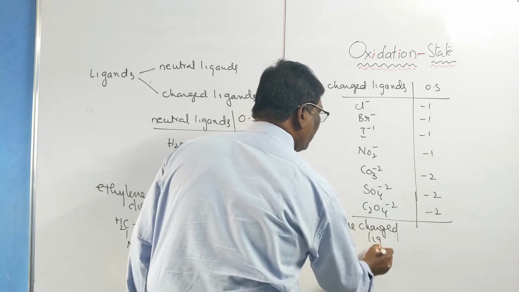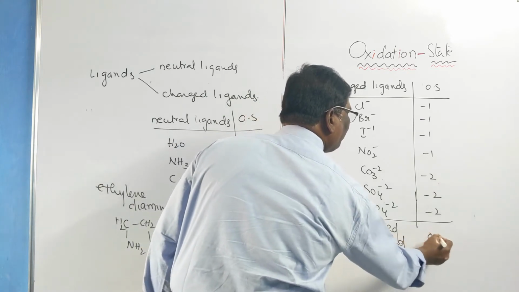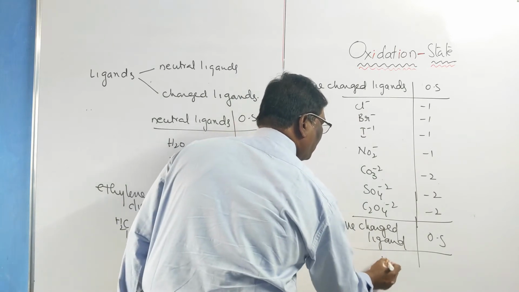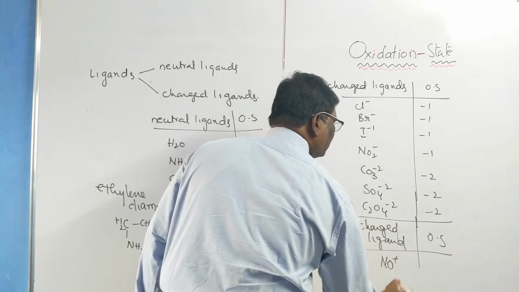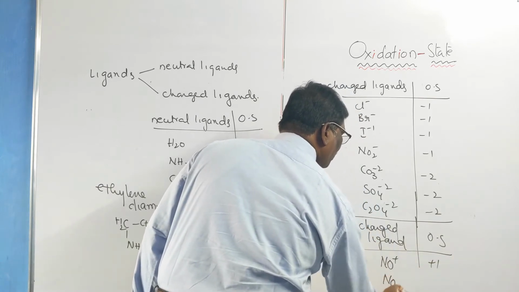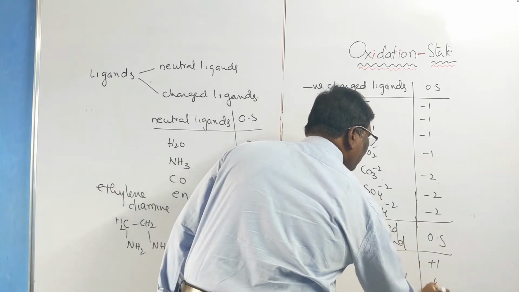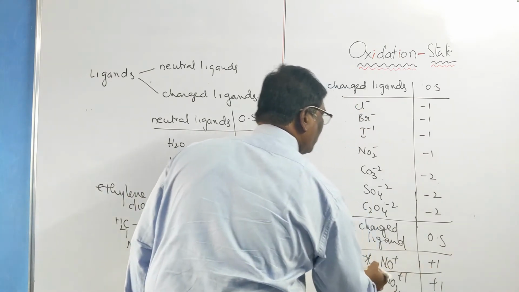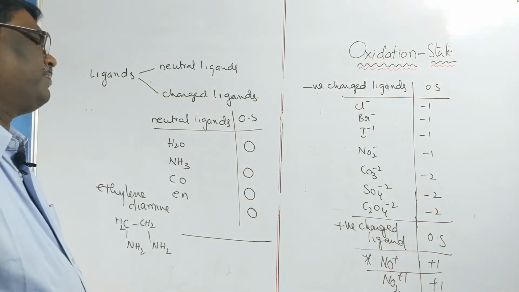The positive charged ligand is nothing but nitronium ion or nitrosonium ion, NO plus. Sometimes you will get NO2 plus. This is a rare case. Anyhow, please remember nitrosonium ion has an overall oxidation state of +1.